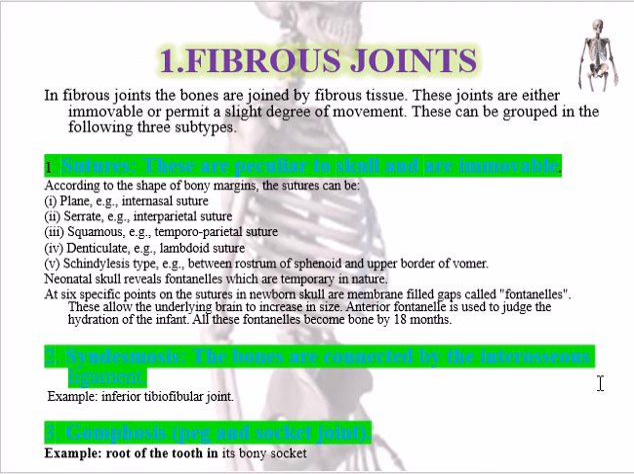Syndesmosis. The bones are connected by an interosseous ligament. Example, inferior tibiofibular joint. Third, gomphosis. Peg and socket joint. Example, root of the tooth in its bony socket.